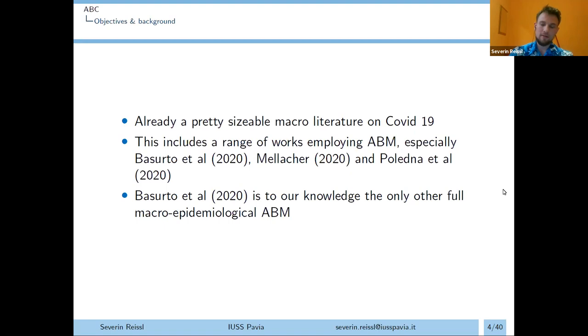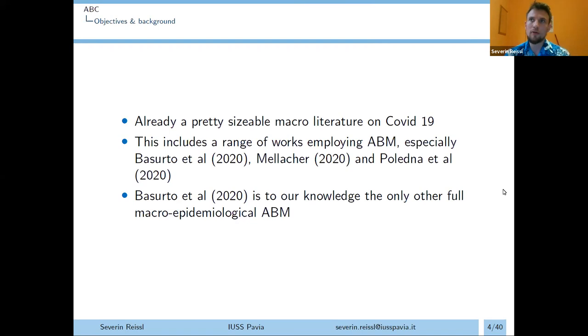And in terms of literature, I am fortunate in that last month, Herbert presented a paper which in many ways is very similar to ours. And he gave an excellent overview over the existing macroeconomic literature on COVID-19. So I am going to keep this very brief. I just want to say that there is already a fairly sizable macroeconomic literature on COVID-19, especially so from the sort of more conventional side of things.